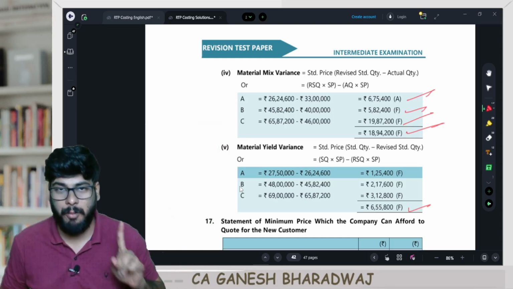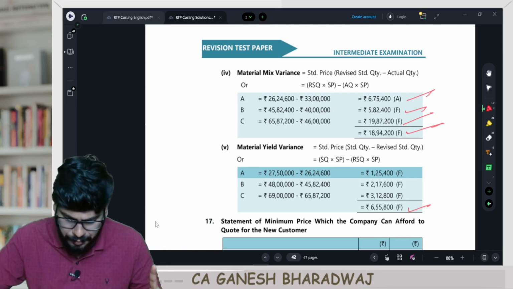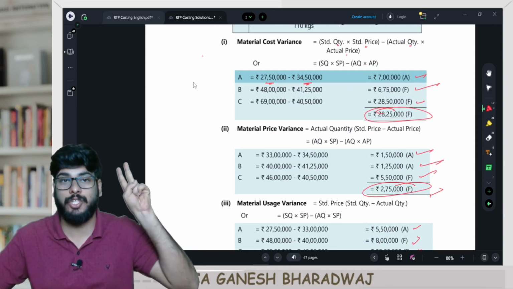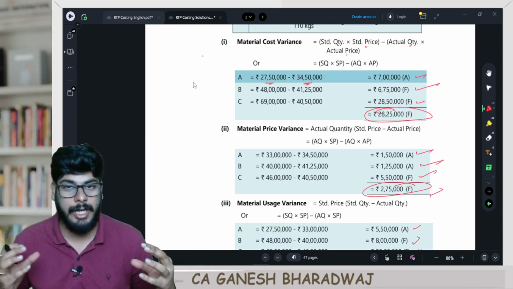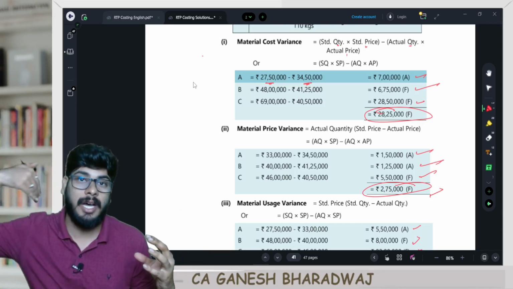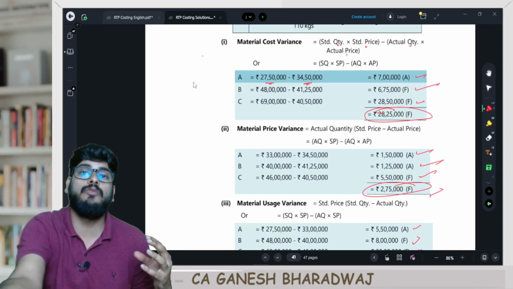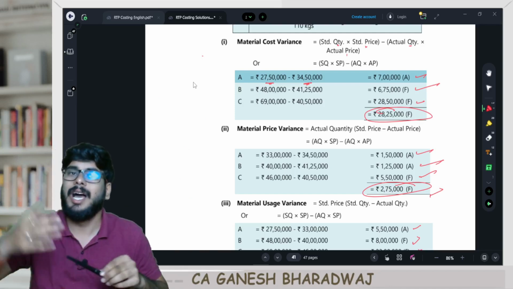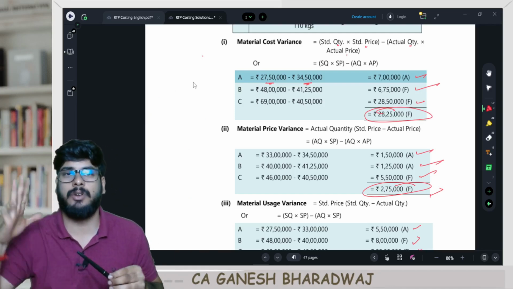Now the most important thing in this question is what? It is first about calculating the standard quantity and the actual quantity, because per batch detail is given. You need to convert it for the total actual output. How much should have been the kgs of raw material that I should have consumed? That's called as standard quantity. And how many kgs were actually consumed? That is called as the actual quantity.